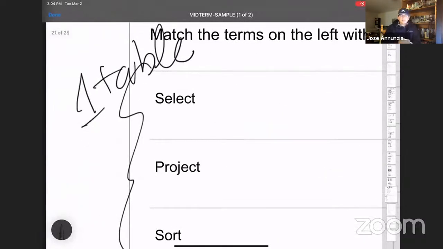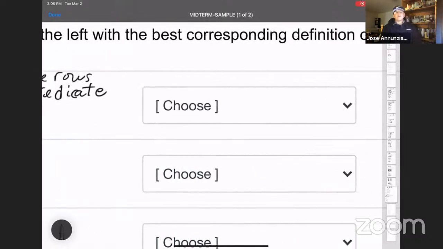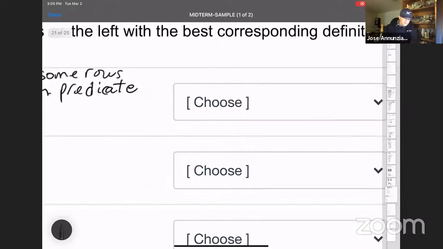Select, what did select do? That allowed you to retrieve the data from a table, it filtered the table vertically. It selected only some rows based on a predicate. And you would have a drop down here where you would see all the definitions of each one of them, and you can select which is the definition for select.